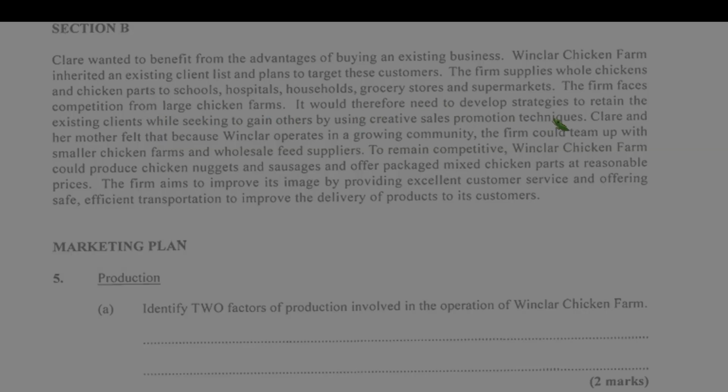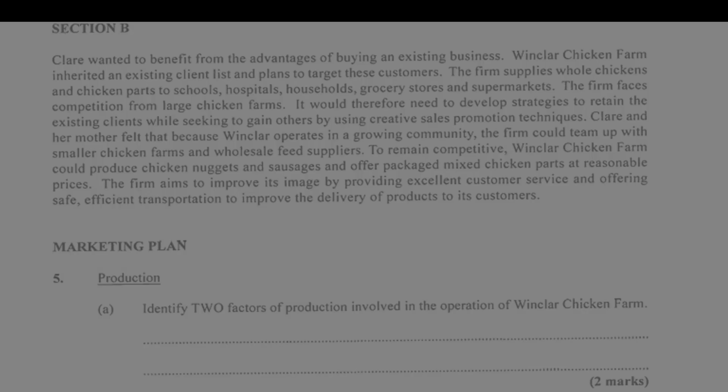It would therefore need to develop strategies to retain the existing clients while seeking to gain others by using creative sales promotion techniques. Claire and her mother felt that because Winkler operates in a growing community, the firm could team up with smaller chicken farms and wholesale feed suppliers. To remain competitive, Winkler Chicken Farm could produce chicken nuggets and sausages and offer packaged mixed pot chicken parts at reasonable prices. The firm aims to improve its image by providing excellent customer service and offering safe, efficient transportation to improve the delivery of products to its customers.